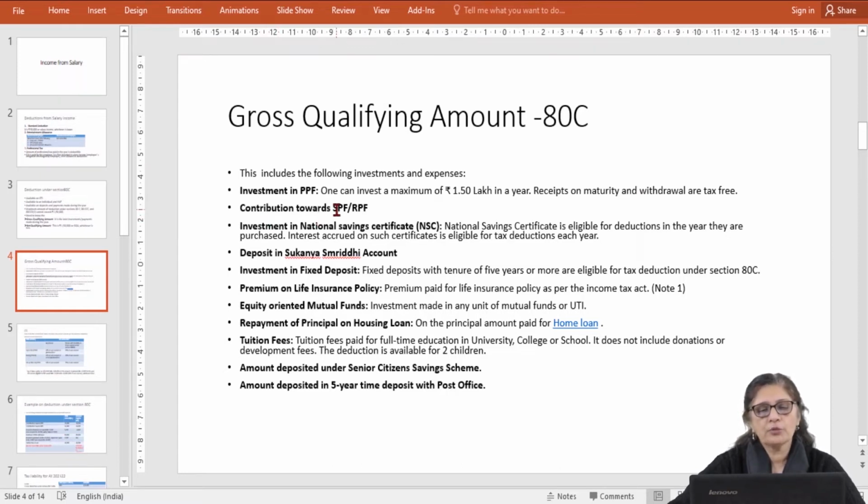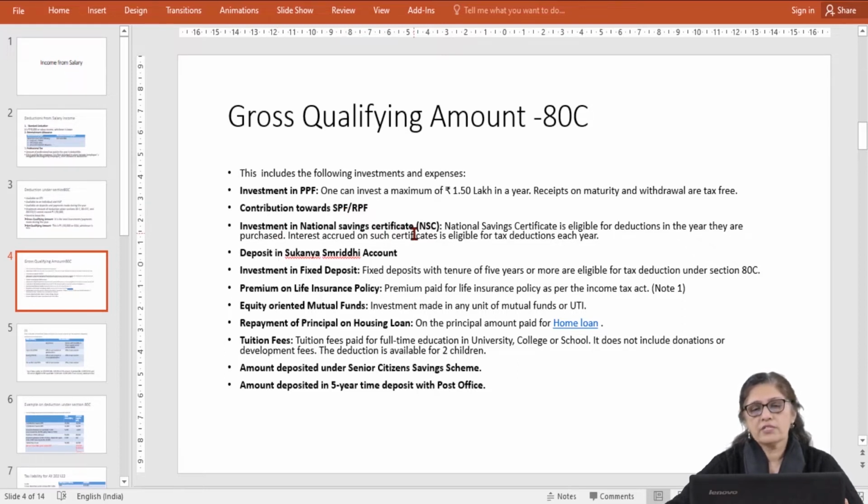Contribution towards statutory provident fund and recognized provident fund. We have done it in the last lecture. If you contribute anything towards your statutory provident fund, given that you are a government employee, or recognized provident fund, given that you are a non-government employee, your contribution qualifies for 80C.